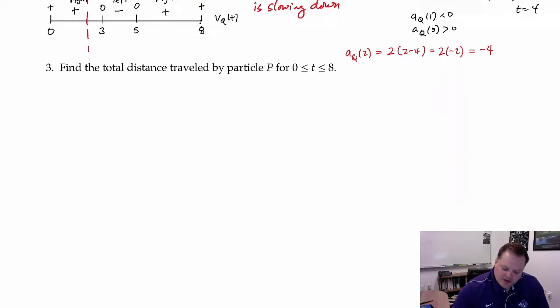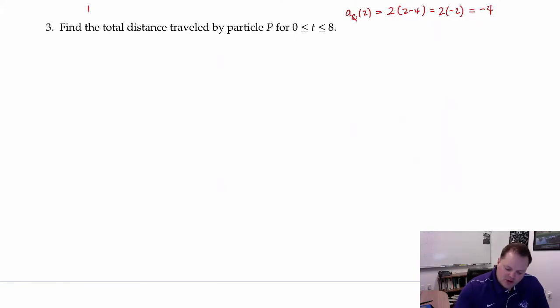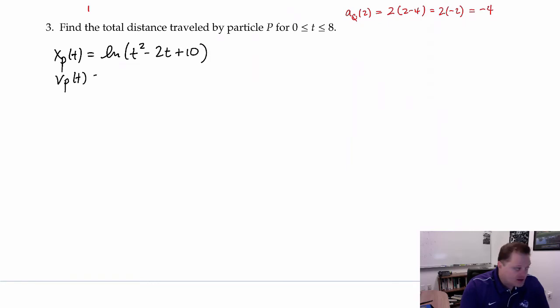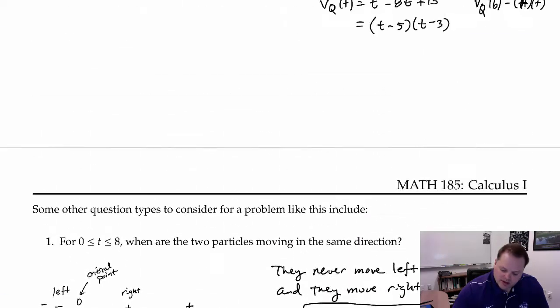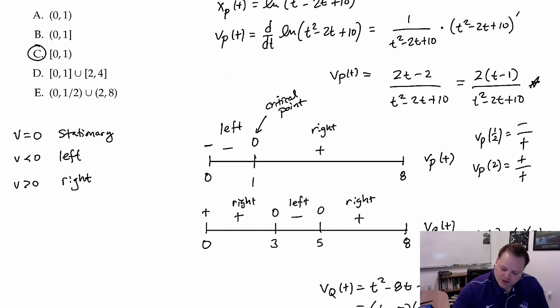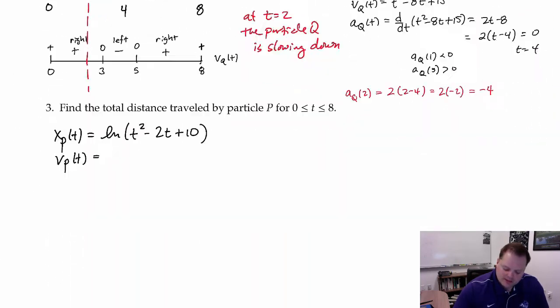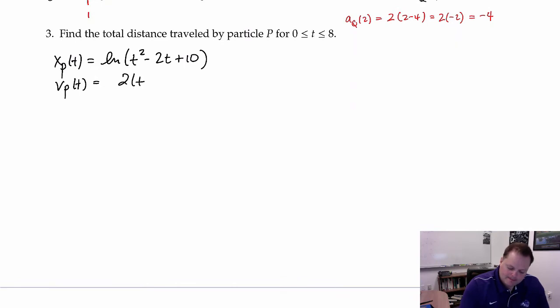All right, finally, find the total distance traveled for the particle. So I'm going to go back to the position function we were given at the very beginning. It is this. And we also calculated the velocity, which turned out to be right here: the function (2t - 1) over (t^2 - 2t + 10). This thing was equal to 0 when t was 1. That was our critical point.